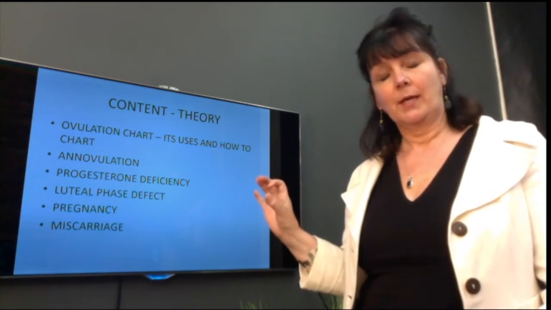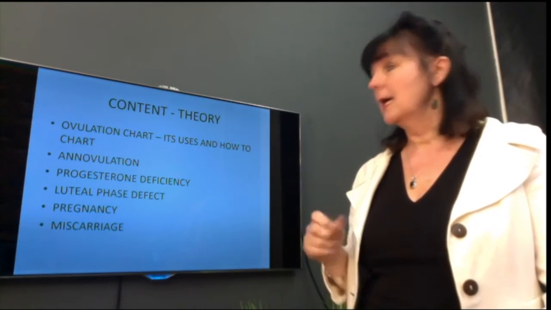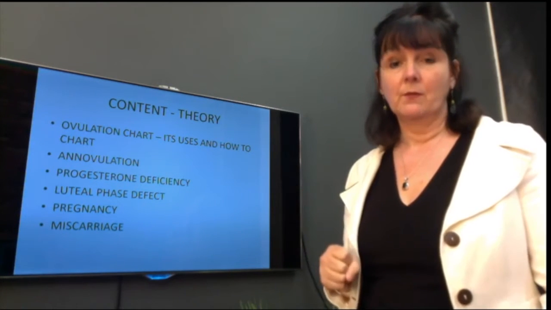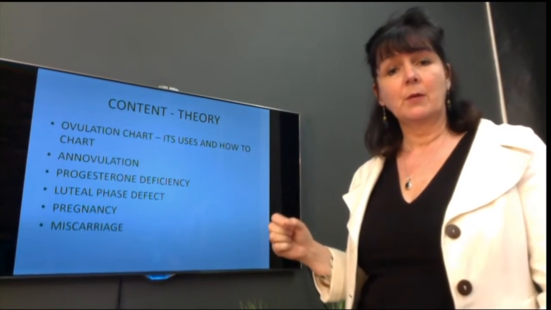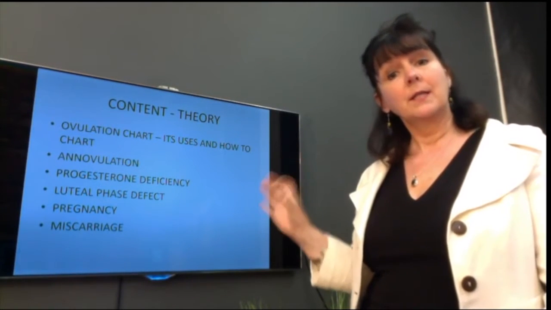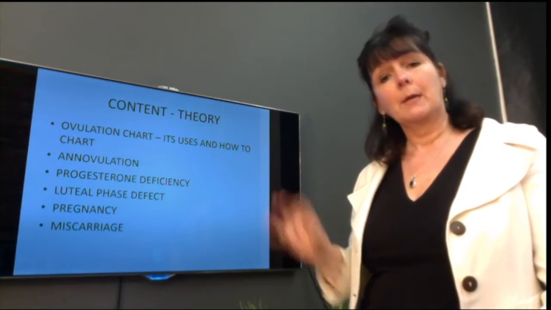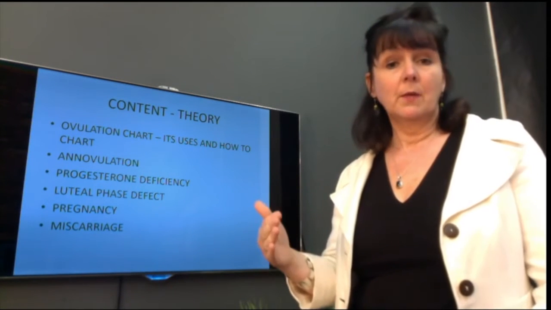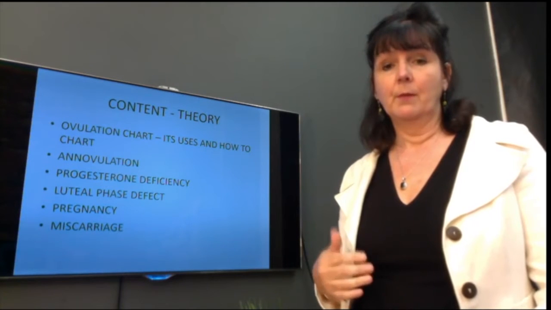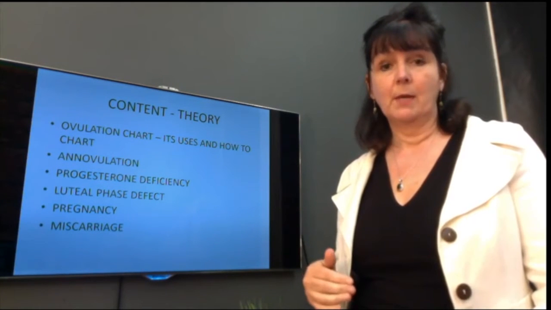So we're going to look at some pregnancy charts and how to interpret those, and also how to monitor for miscarriage using ovulation charting. If you've got clients who are experiencing repeated miscarriage, this is a good way of monitoring what's happening for them, because some early intervention may be able to help them, and they can use this to go back to their medical practitioners.